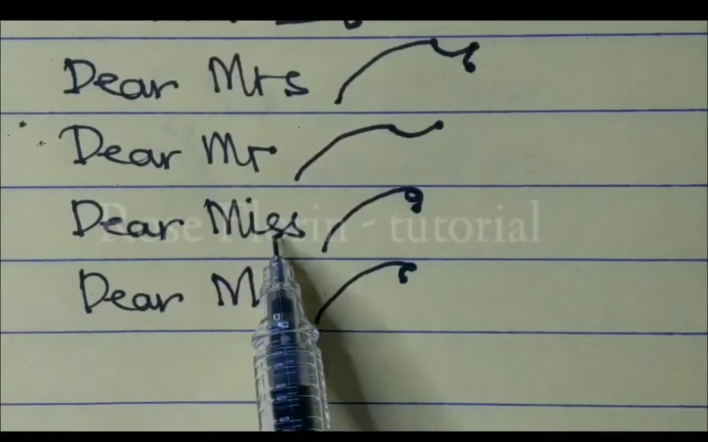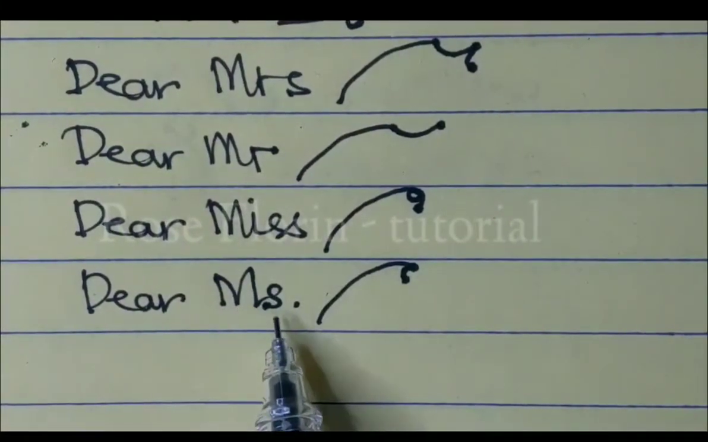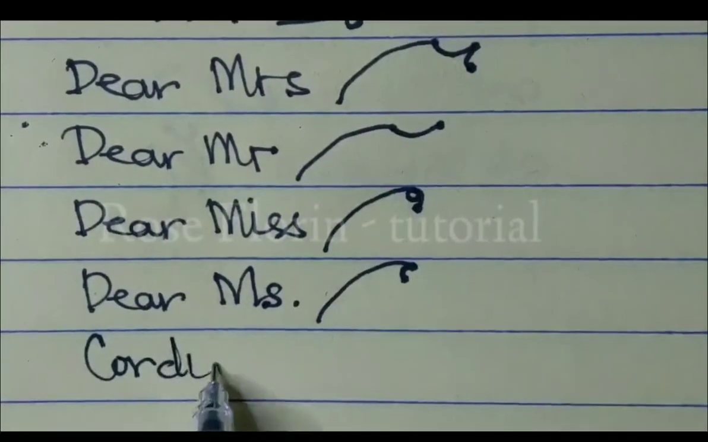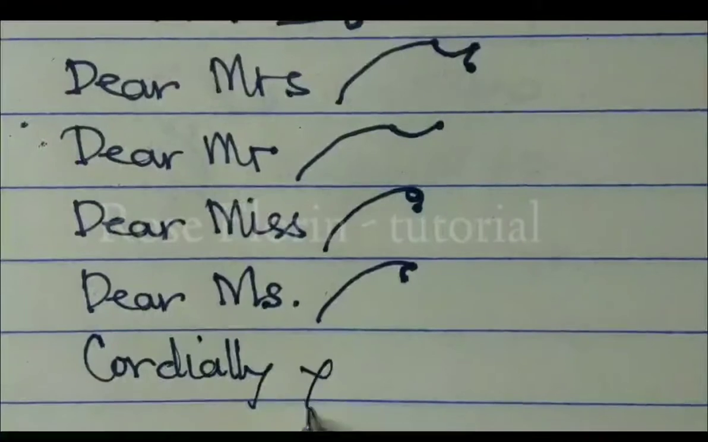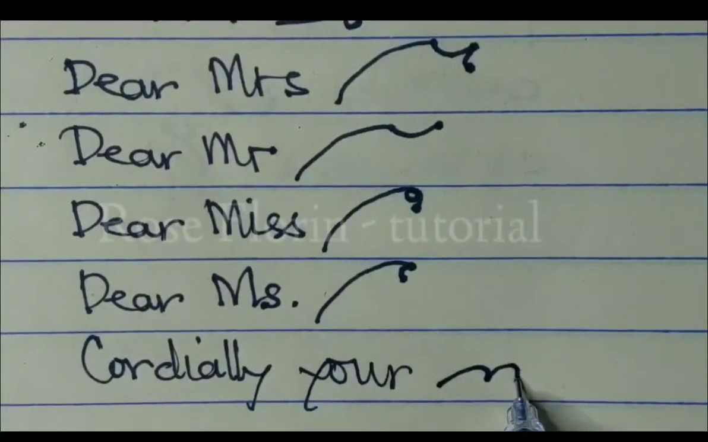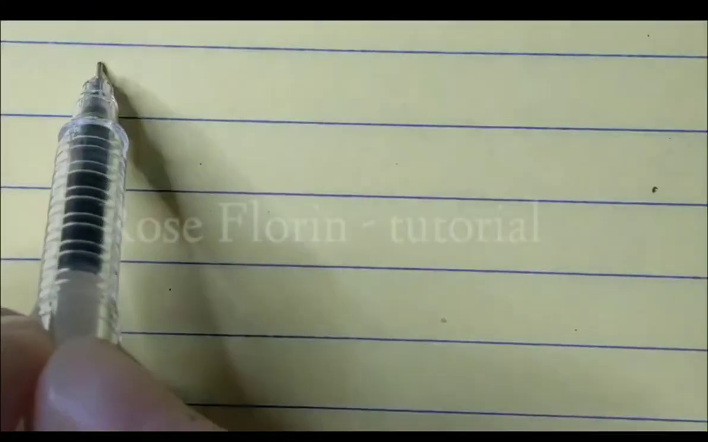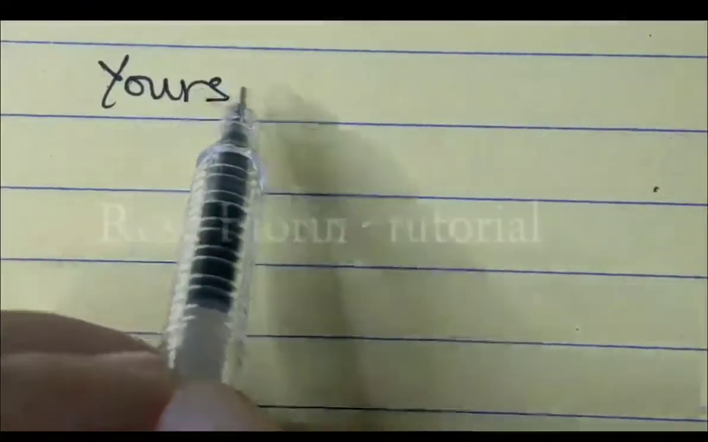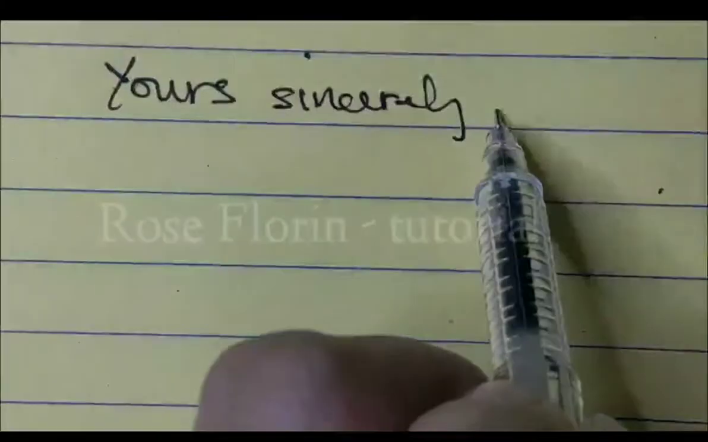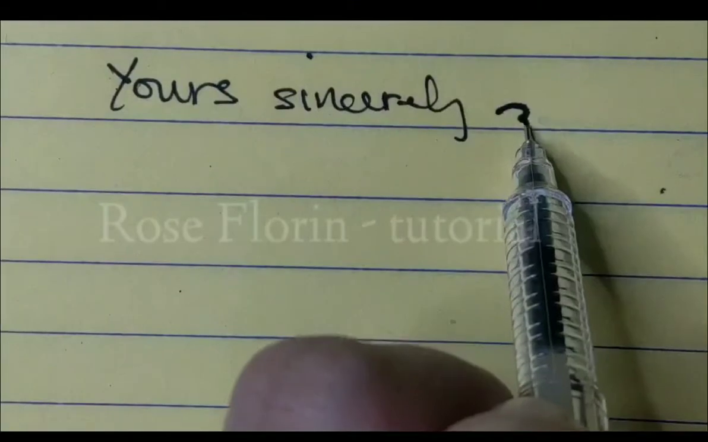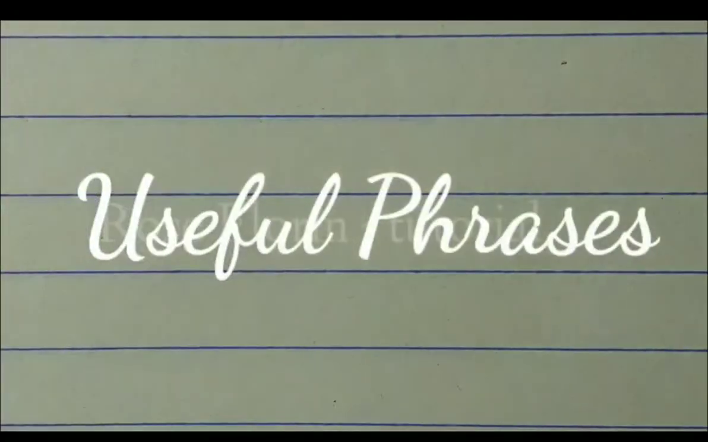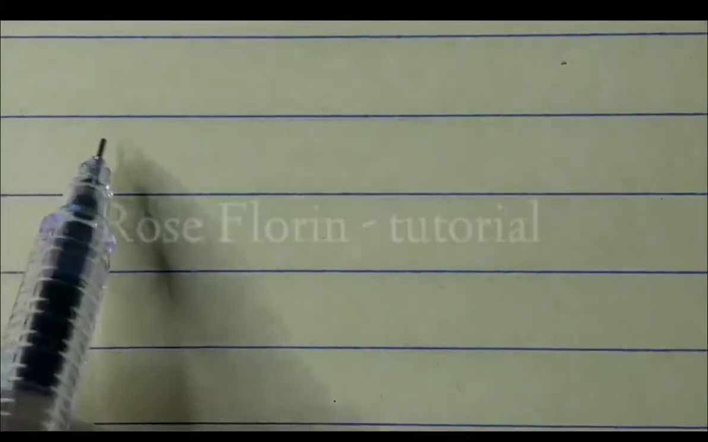Miss, M-I-S-S, and then M and S. Cordially yours, K-U-U. Yours sincerely, U-U-S-E-N. Next principle of lesson 22 is useful phrases.